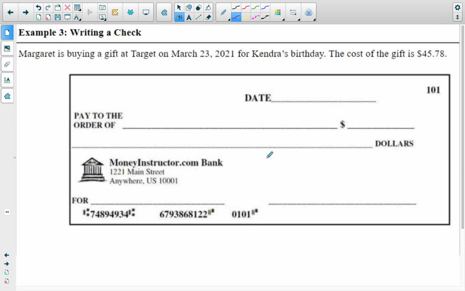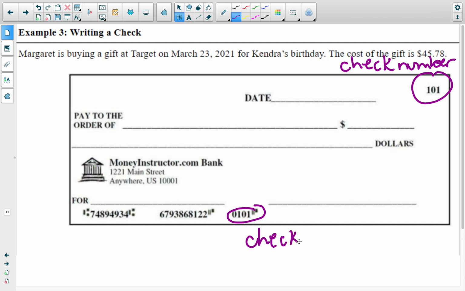Now let's practice this. Margaret is buying a gift at Target on March 23rd, 2021 for Kendra's birthday. The cost of the gift is $45.78. This is a check, okay? Some things to be aware of with your check. Right up here is your check number. This check number is 101. Notice down here, your check number also appears. It has a 0 in front of it, but 0101, those match. Okay, so those numbers are always going to match.